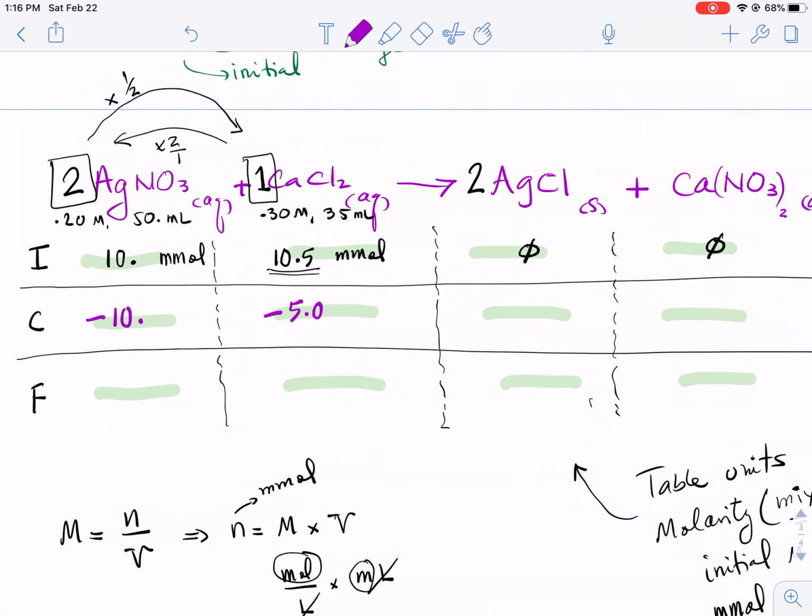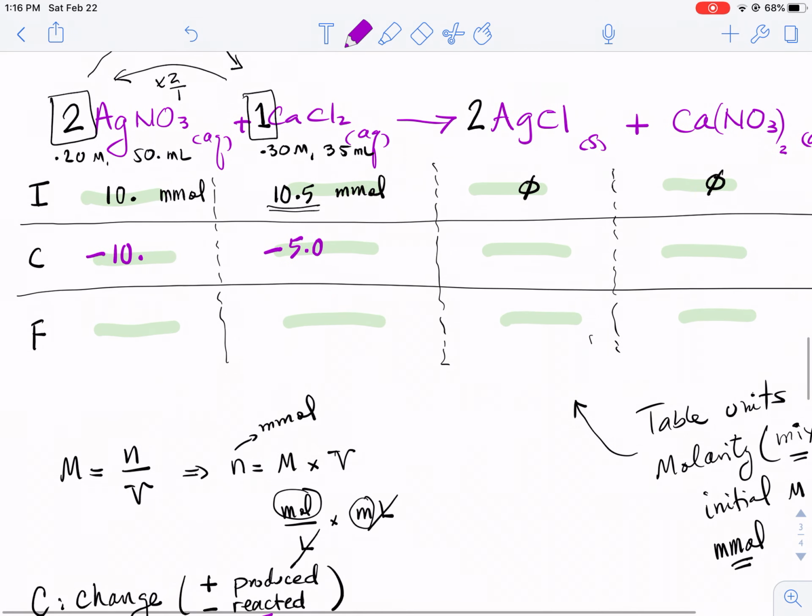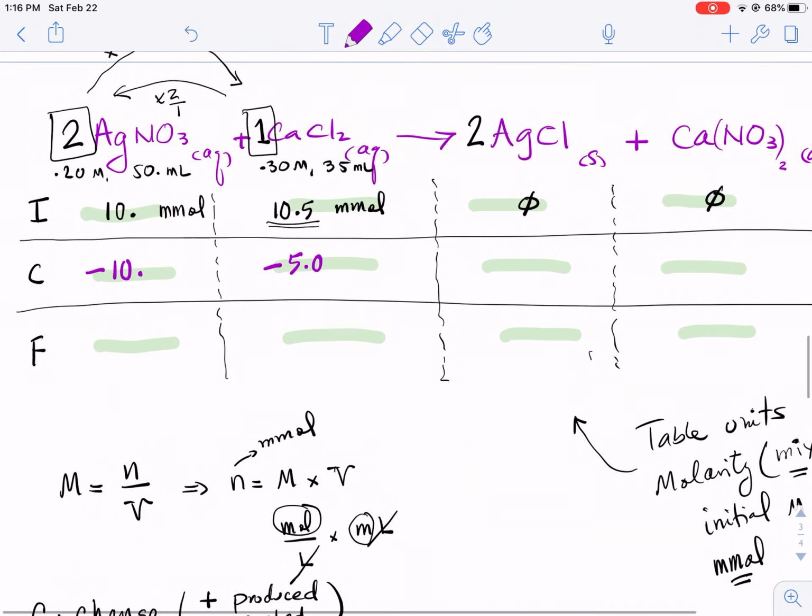So I found my millimoles reacted. Now let's focus on millimoles produced. Because silver nitrate is limiting, as we figured out, you can now work with the 10. If you have 10 millimoles reacted of silver nitrate, what is your factor? What do you multiply by? The factor is 2/2, because you have 2 moles of silver chloride produced with 2 moles of silver nitrate.